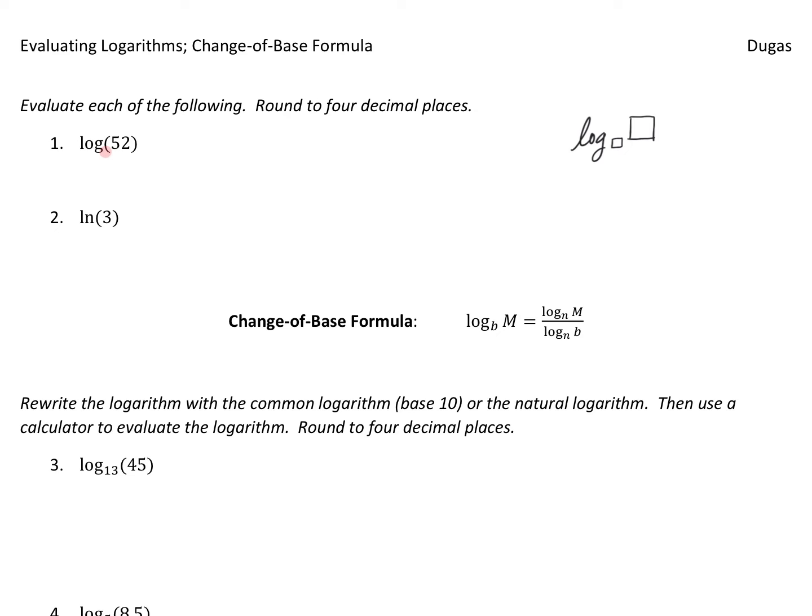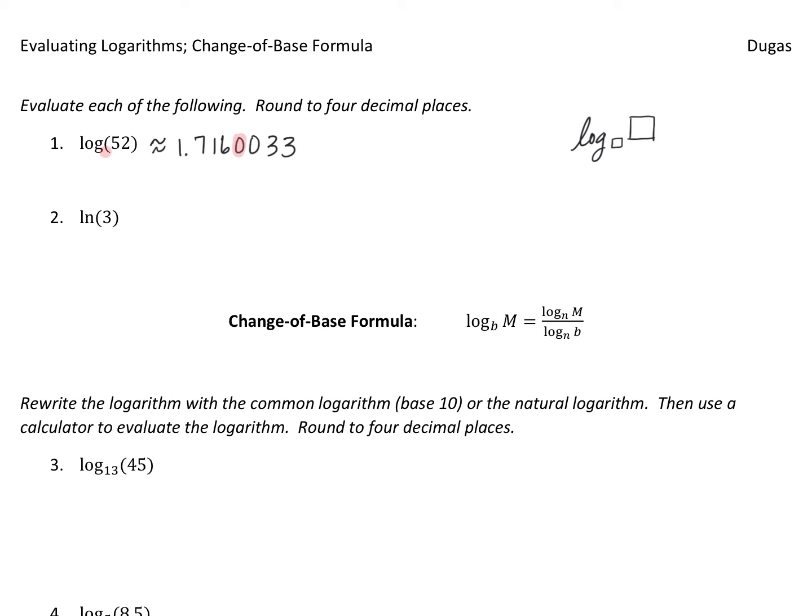So in number 1, if the base is not written, it's understood to be a 10, and you just enter that in your calculator and see what you get. So when I do that, the log of 52, rounding to 4 decimal places, I get 1.7160033, etc.